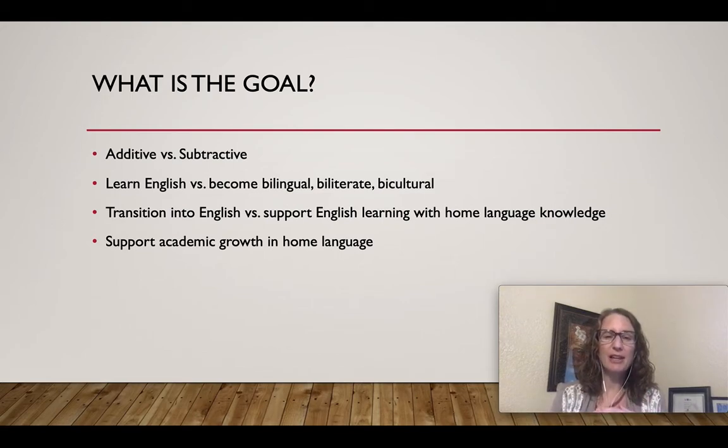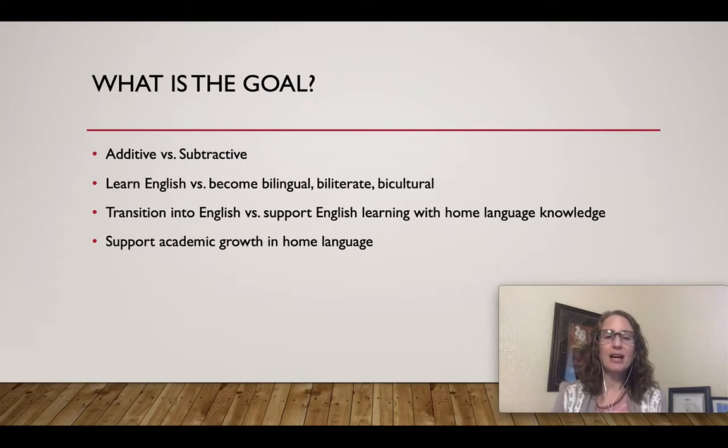Additive means we're adding English to the language that they already speak, or adding a new language to English if English is their first language. Also, the goal could be learning English versus becoming bilingual and bicultural. So those are two different goals. The goal could be transitioning into English, such as in an ESL program or a sink or swim type of model, versus supporting English learning with what they already know in their home language.